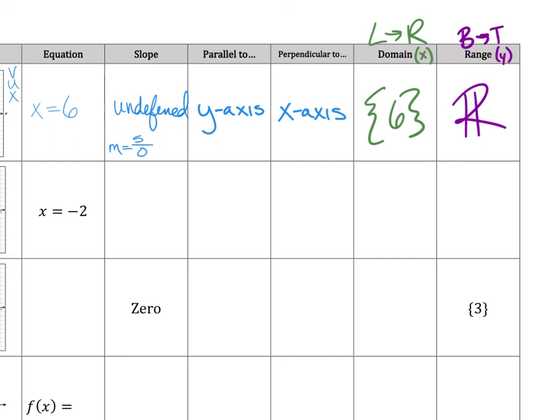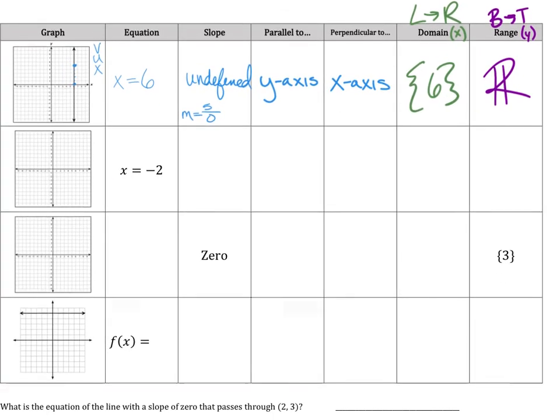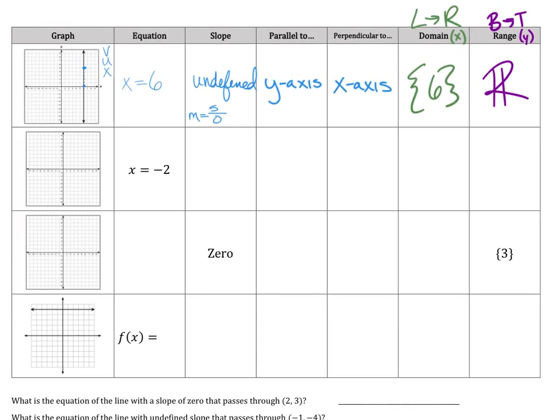I want you and your partner or partners to start working on the back of this. And I'm giving you not a lot of information on purpose. I want you to try to figure it out. For the second row here, did I give you a graph of it? I gave you the equation. Can you graph it? Can you find the slope? Can you answer all the questions? You got this. I believe in you. Raise your hand if you need help.